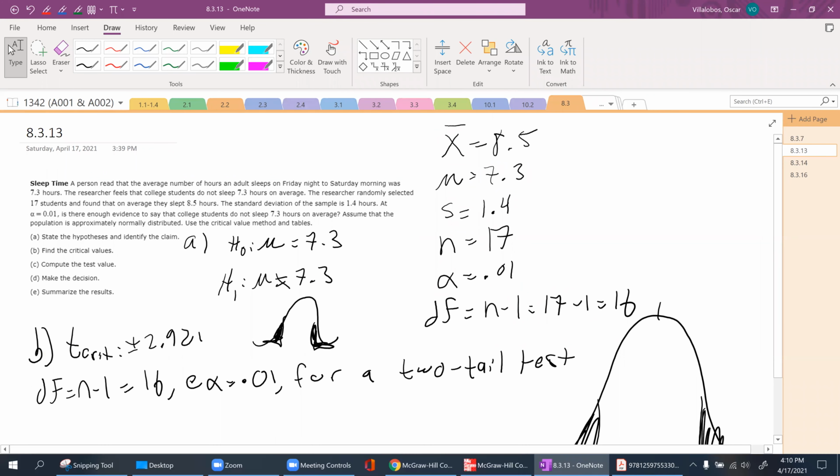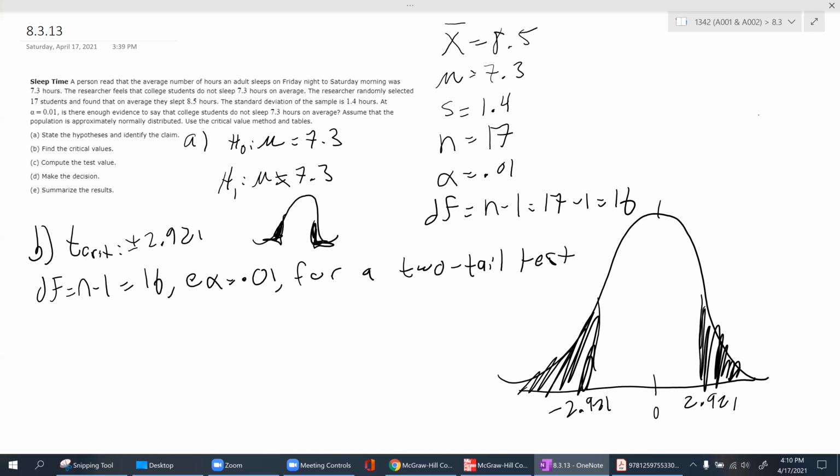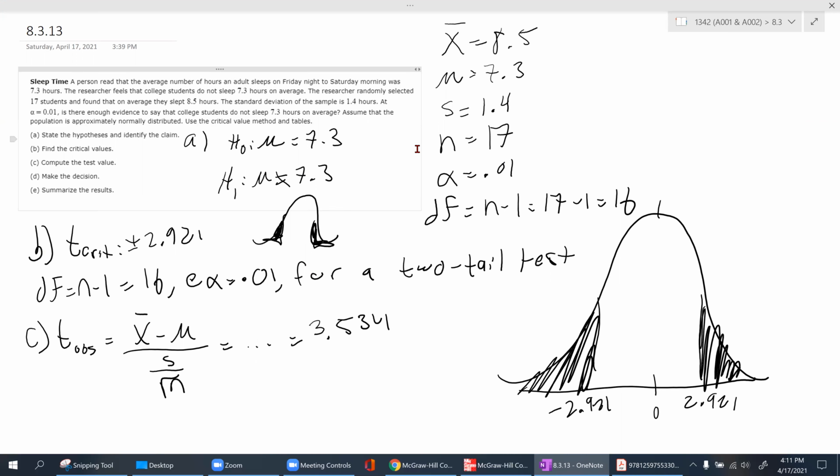Okay, let's go ahead and find the observed value, my test value. We plug everything in. What do we get? We should get 3.534.